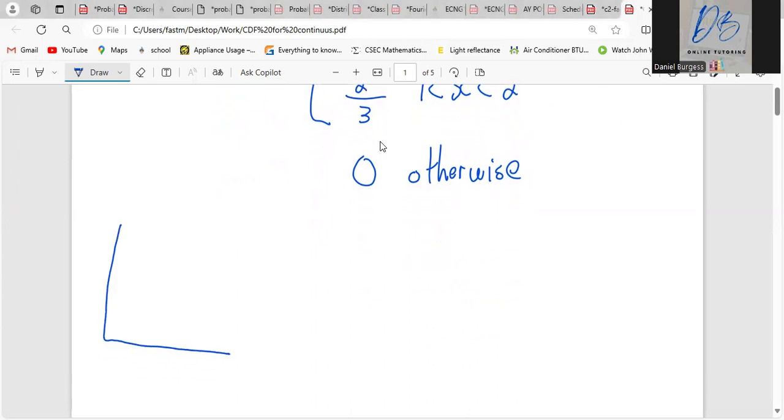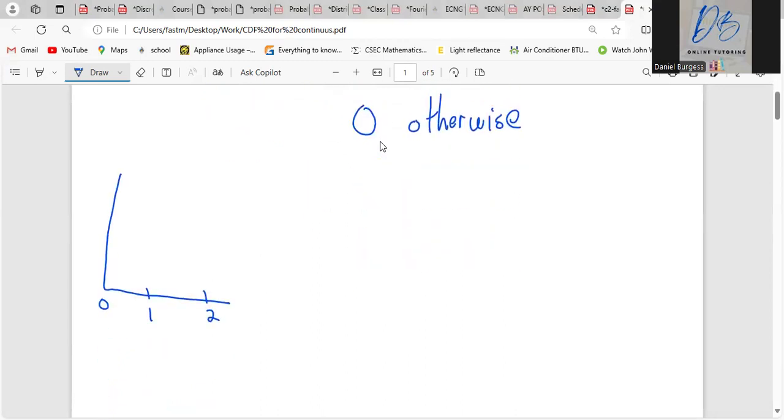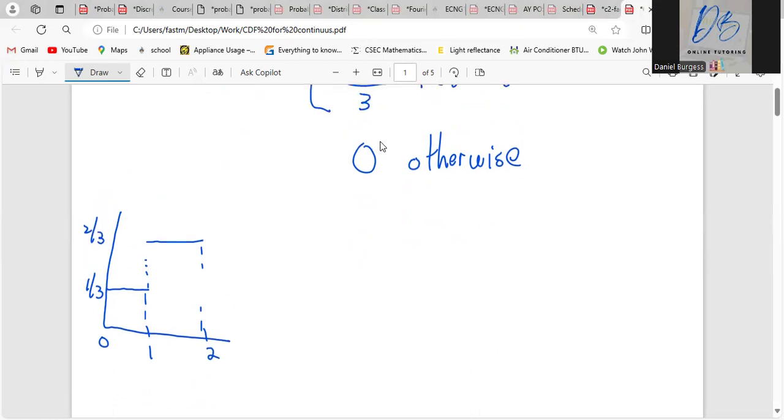so between 0, 1, then 1 to 2. So the set between 0 and 1 is 1/3. So that would just be up here. And then between 1 and 2 is 2/3. And 0 otherwise. All right, so this will be how the PDF, or the probability density function, will look.